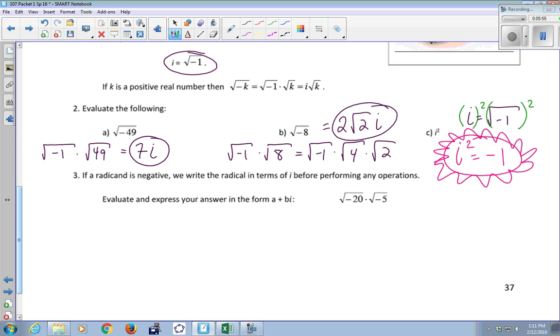Because the square and the square root just cancel each other. You don't have to do anything to the -1. Yep. Okay.